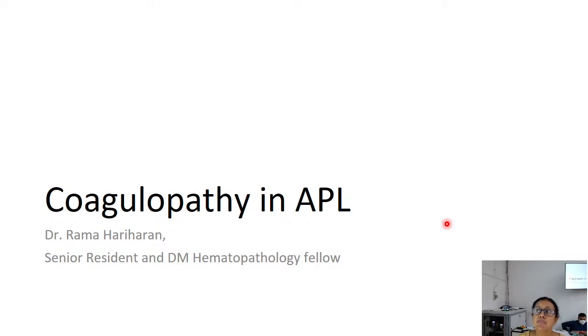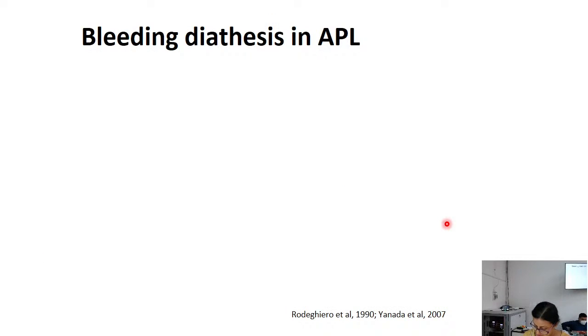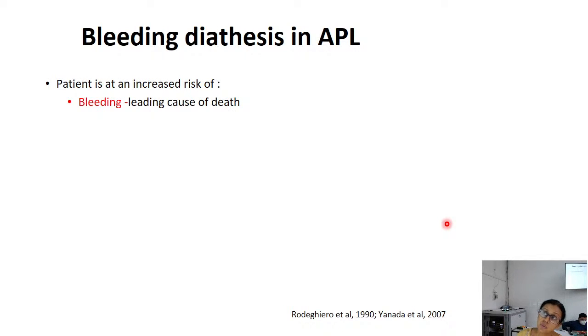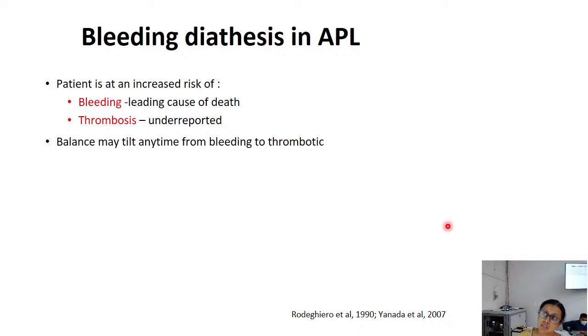Thank you, Dr. Ashish. Continuing with the talk, patients of APML are known to have an increased risk of bleeding, which is the leading cause of death, as well as thrombosis, which is underreported but seen in up to 10% of patients. The balance, however, may tilt any time from bleeding to thrombosis.